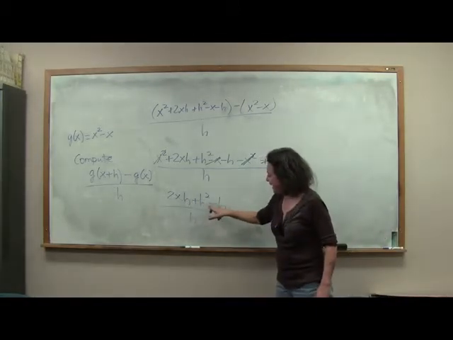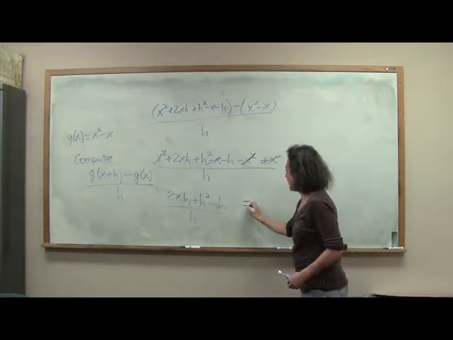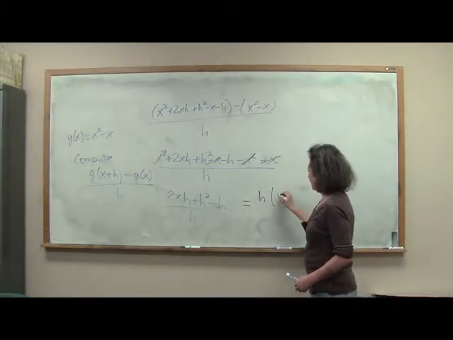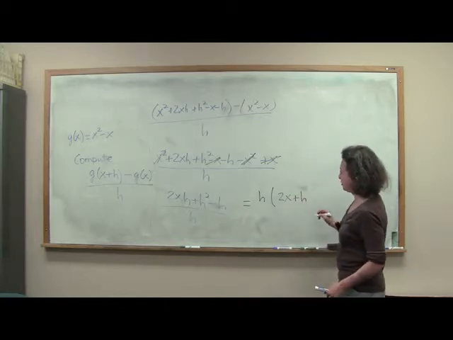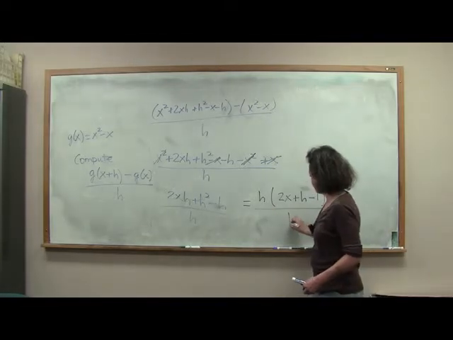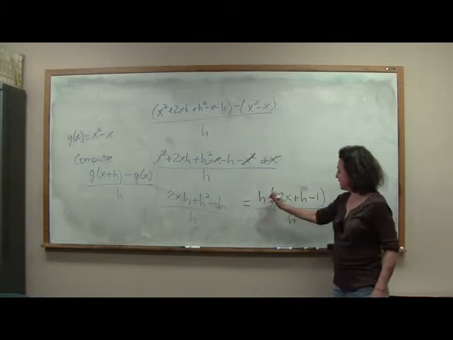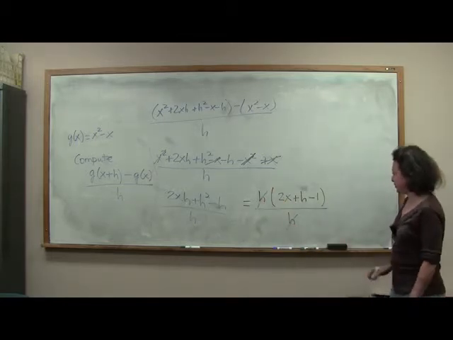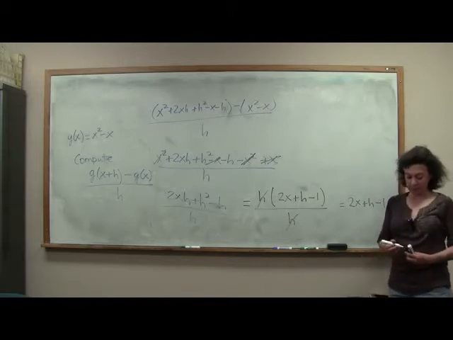Well, notice I have an h in every term of my numerator. Can't I pull out that h? And then I'm left with a 2x in my first term, an h in my second term, and a minus 1 in my third term. Why did I do that? Because now I can cancel these two h's. And I claim I'm left with 2x plus h minus 1.